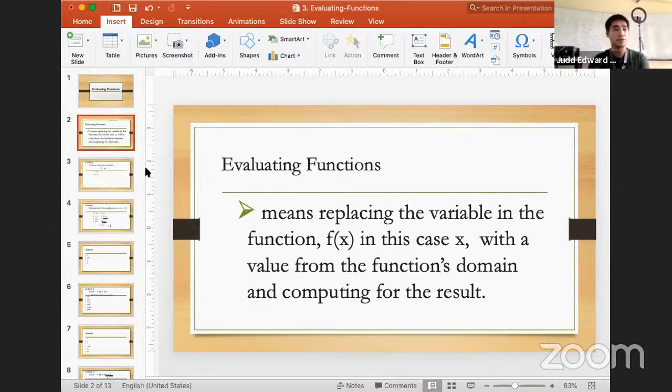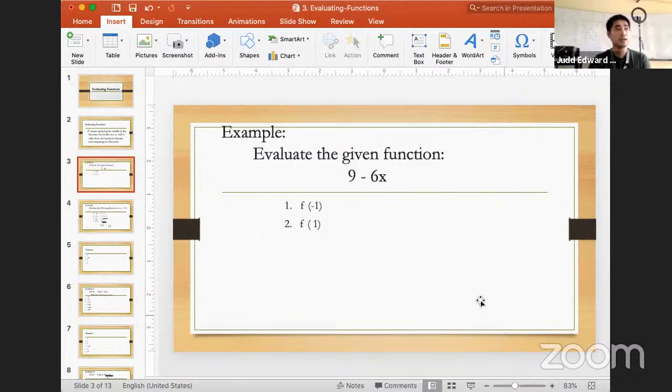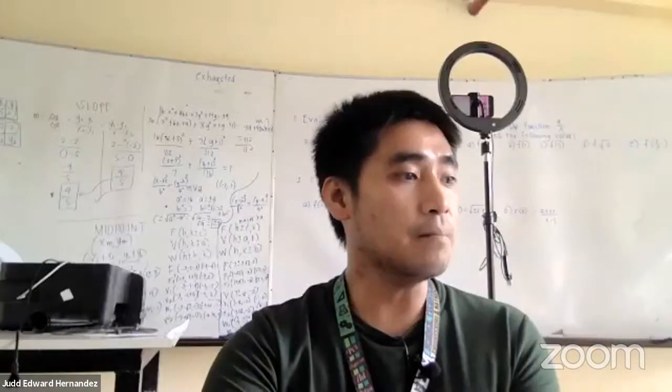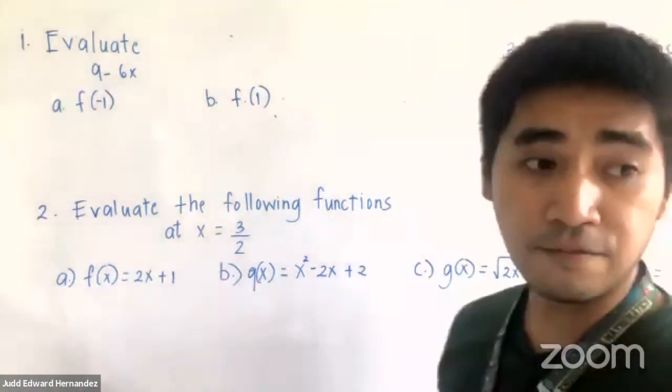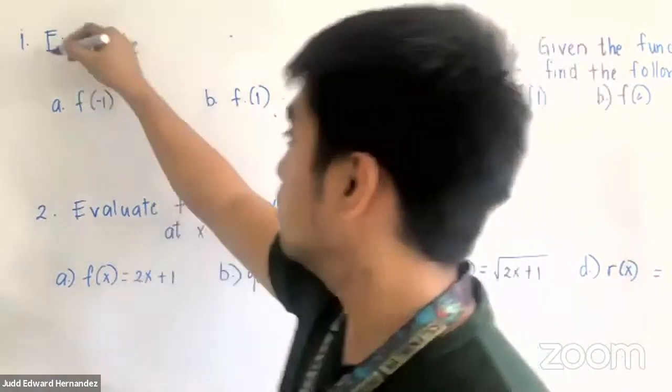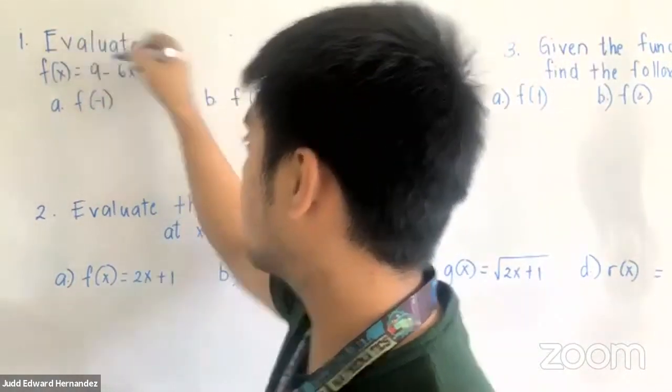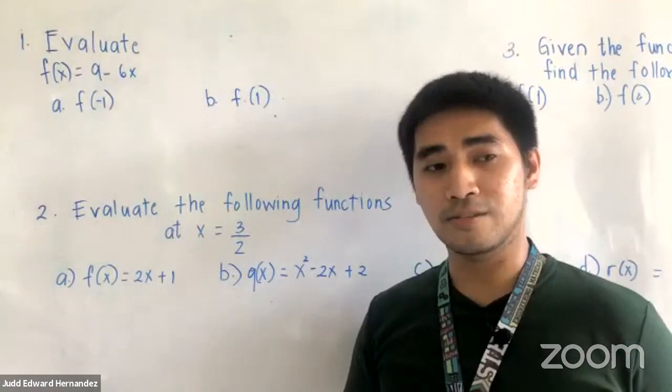So let's have an example. We are asked to evaluate the given function 9 minus 6x if we have f of -1 and f of 1. Based on this example, we are asked to evaluate 9 minus 6x, and to solve for f of -1 and f of 1. So this is our f of x, or the function of x. The given is 9 minus 6x.